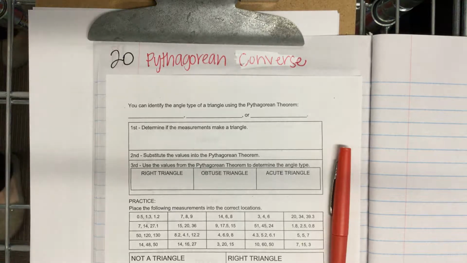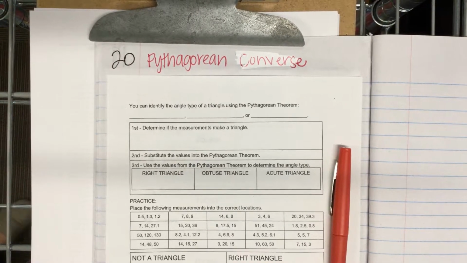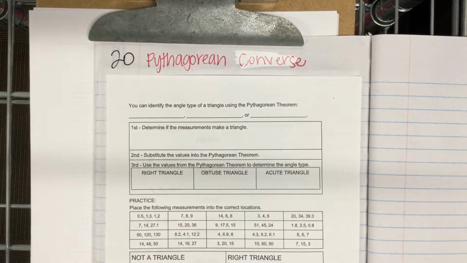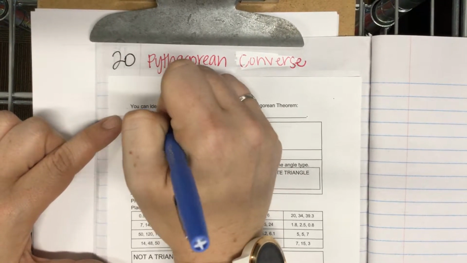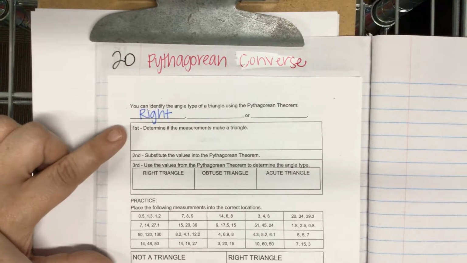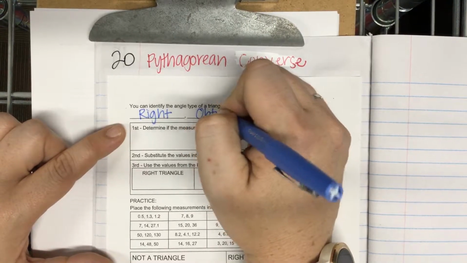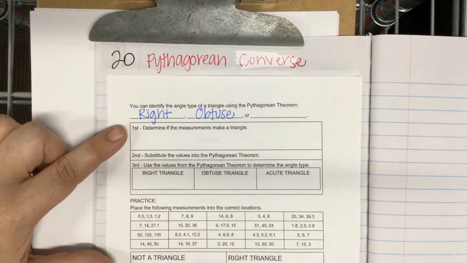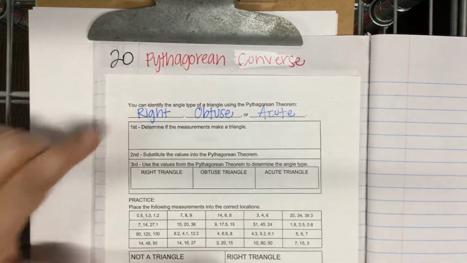However, today, we're now going to determine those ones that are not right triangles. What kind of triangles are they? Are they even triangles? So, the Pythagorean theorem, a squared plus b squared equals c squared, with that, we can identify the type of triangle it is using the Pythagorean theorem. It's either going to be right, it's going to be obtuse, or acute.